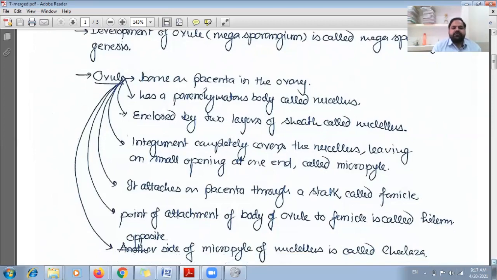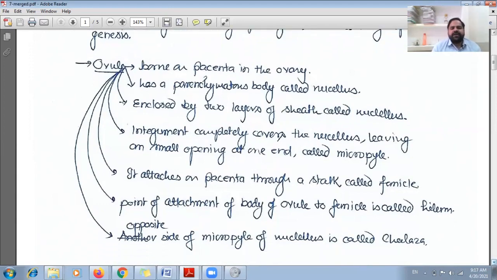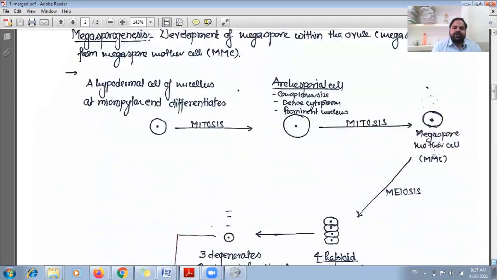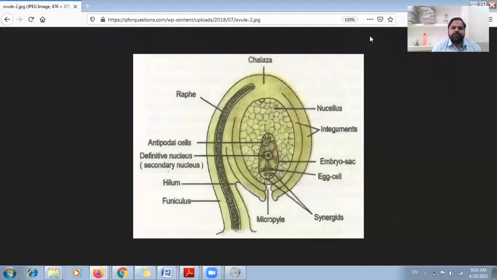The point of attachment of the body of the ovule to the funicle is called the hilum. The side opposite to the micropyle of the nucellus is called the chalaza. We will see the structure in detail here. We can see the structure of an ovule. This is the main body of the ovule, a mass of cells, and the main body of the ovule is called the nucellus.